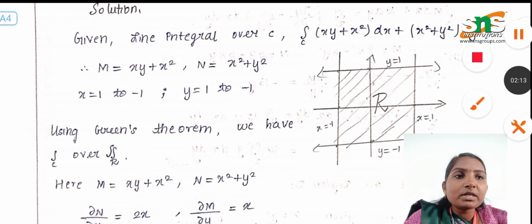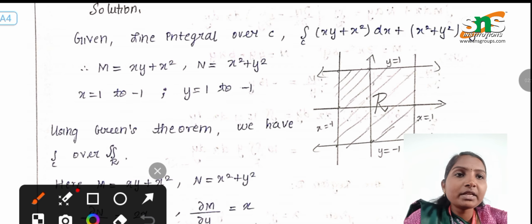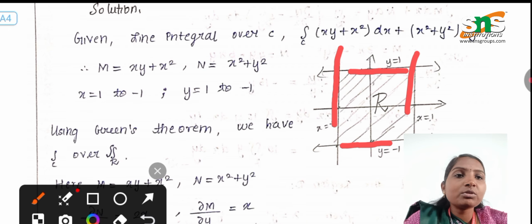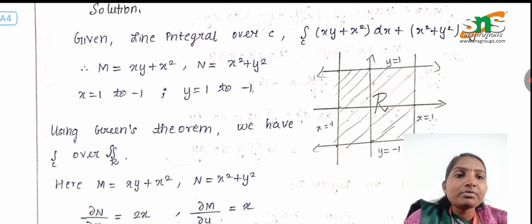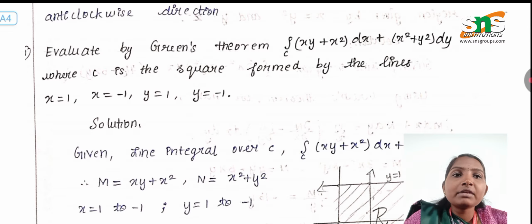If x is equal to 1, it will be parallel to the y-axis. If x is equal to minus 1, it will be parallel to the y-axis here. If y is equal to 1, it will be parallel to the x-axis, and y is equal to minus 1, it will be parallel to the x-axis here. Likewise, we will draw the figure using the given condition. The solution to the given problem.